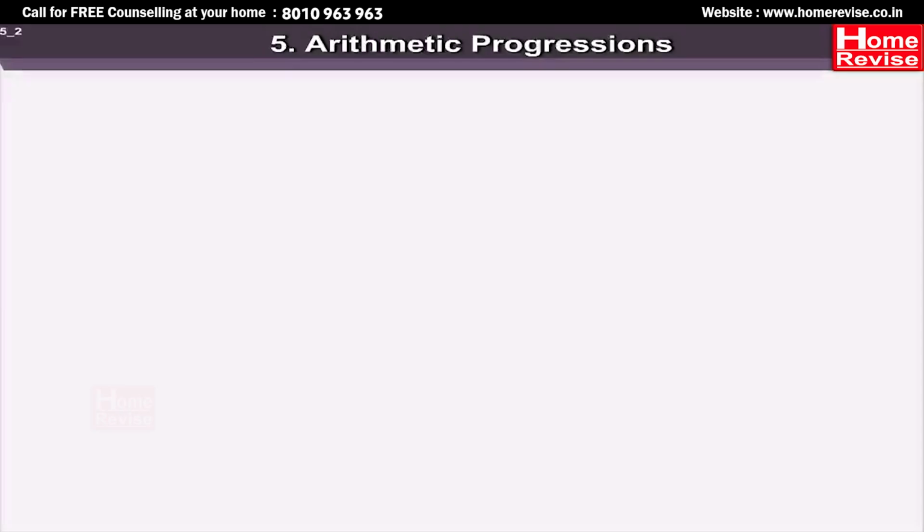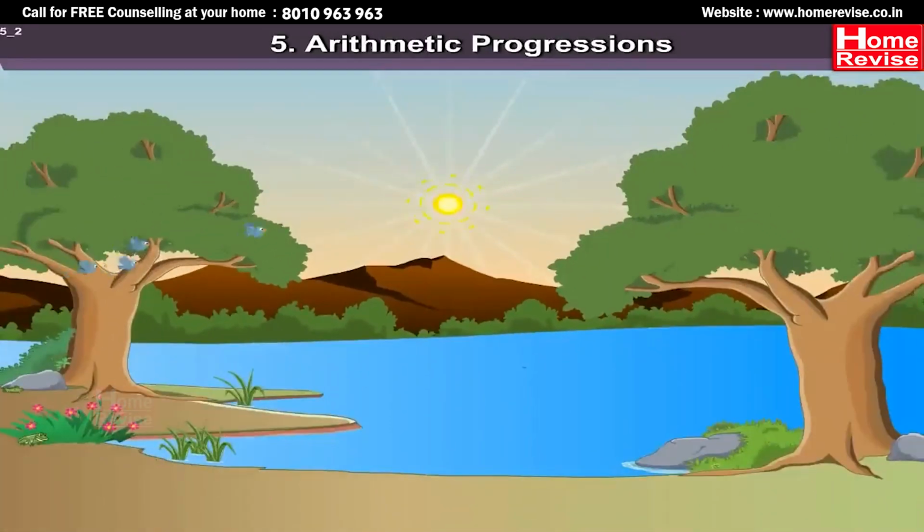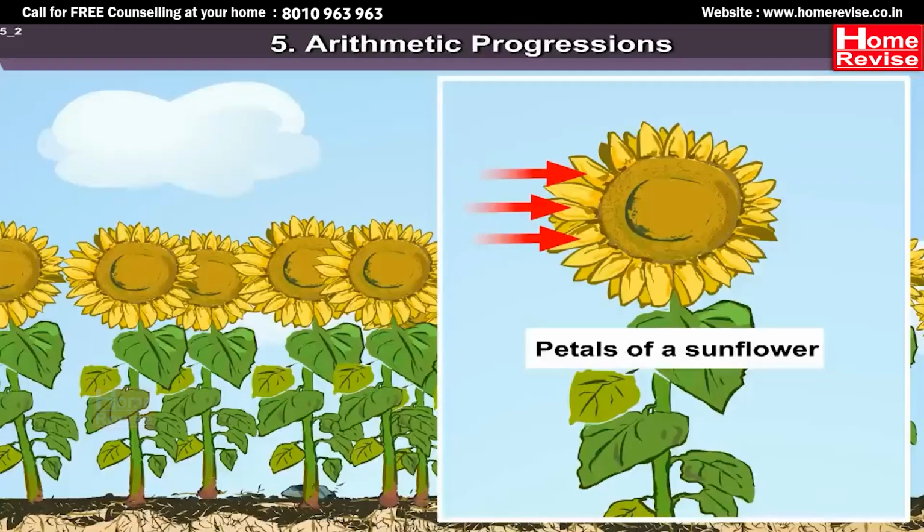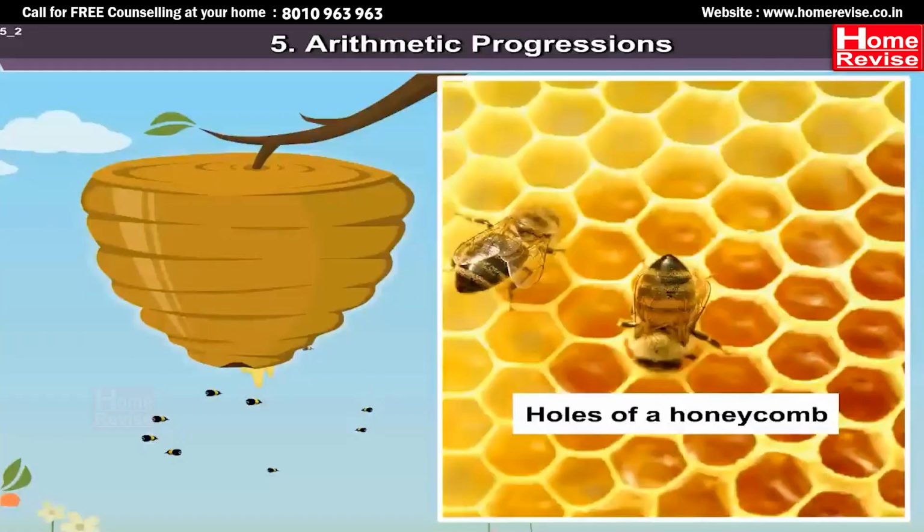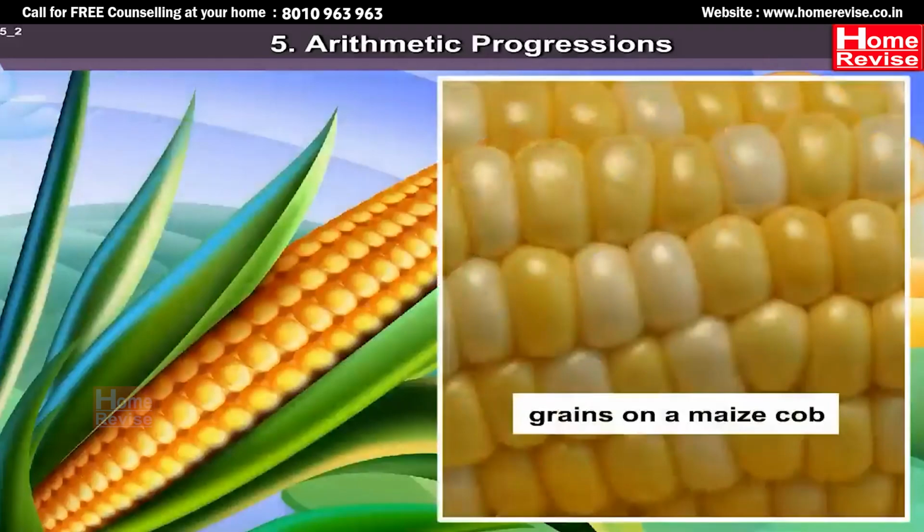Chapter number 5, Arithmetic Progressions. Dear students, you must have observed that in nature, many things follow a certain pattern, such as the petals of a sunflower, the holes of a honeycomb, the grains on a maize cob, etc.